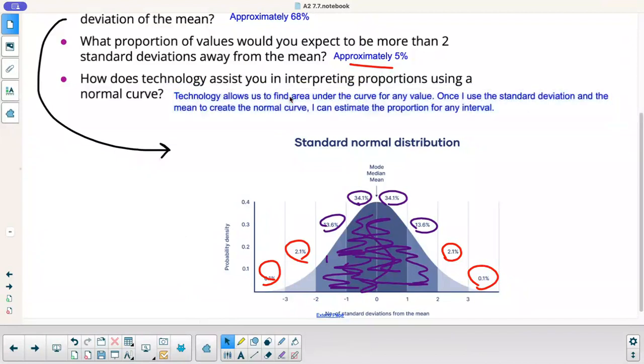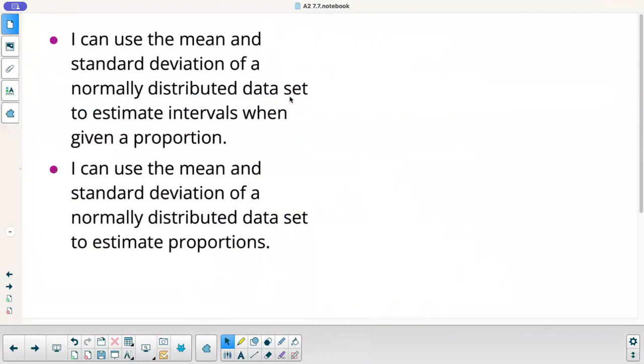Last thing, how does technology assist you in interpreting proportions using a normal curve? Technology allows us to find area under the curve for any value. Once I use standard deviation and the mean to create the normal curve, I can estimate the proportion for any interval. All right, so back to our goals. I can use the mean and standard deviation of a normally distributed data set to estimate intervals when given a proportion. And I can use the mean and standard deviation of a normally distributed data set to estimate proportions.